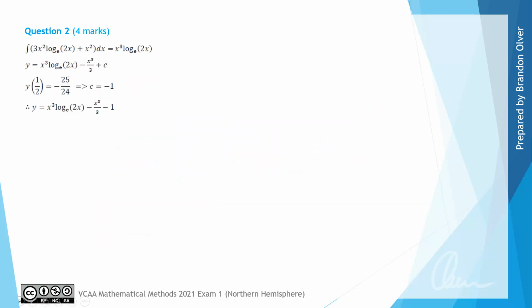From the examiner's report, they don't give us much information, but it just goes through and shows that they got the same result that we did on the previous slide.